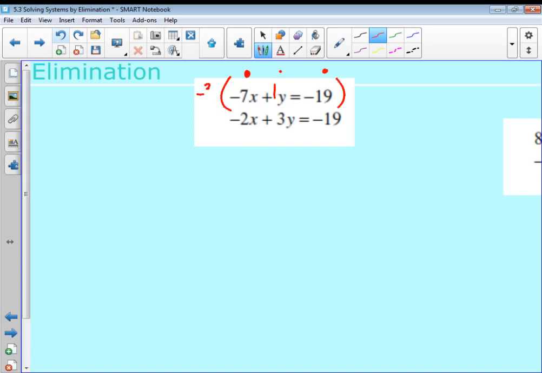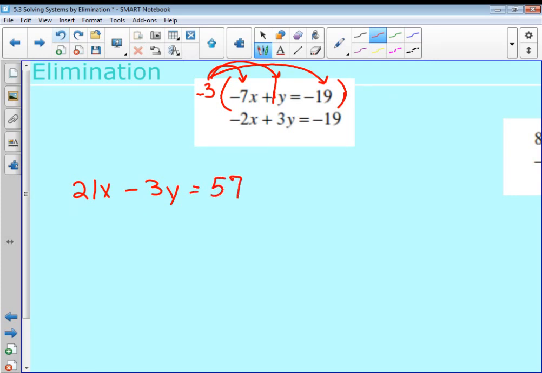Times -3. So I'm going to change everything in it. Okay, so we're going to go through and do our distribution. All right. -3 times -7 is going to give me a positive 21x. -3 times +1 is going to give me a -3y. And -3 times -19 is going to give me 57 positive.